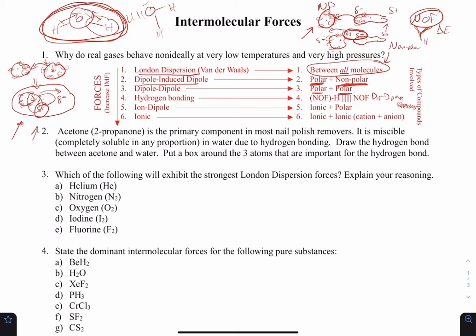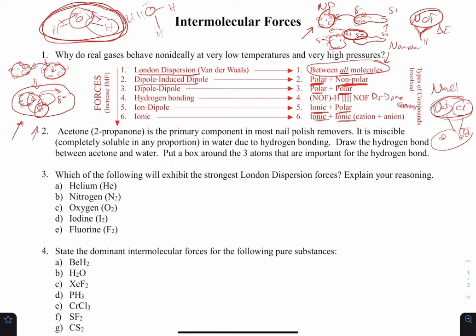Ion dipole is just between an ionic compound and a polar compound. So that's like if I dissolved table salt in water, that would be Na plus and Cl minus just roaming in water. Okay, if I have just a bunch of waters, I'll just put little circles for the O's and H's. That would be a polar substance with an ionic compound, water being the polar substance and the NaCl being the ionic substance. And then ionic is just between two ions, really. That would be like between Na and Cl, okay?